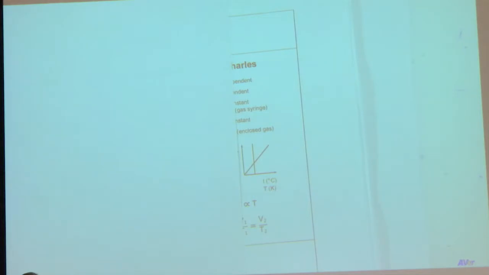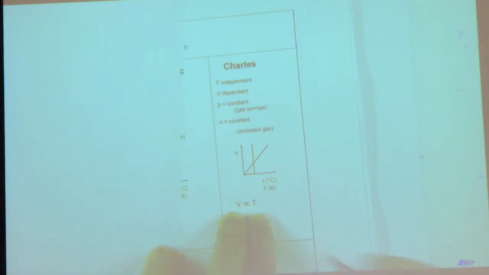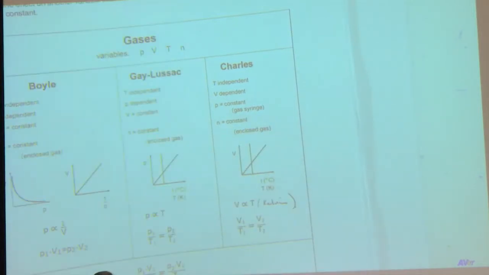So if you learn Charles's law, then you don't just say volume and temperature are directly proportional. You say volume and Kelvin temperature are directly proportional. It is not true for temperature in Celsius. It's only true for Kelvin, right? And that is where we got that. So this is just one example, yes?